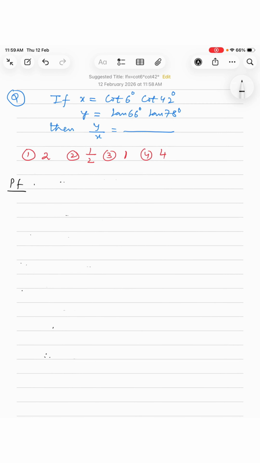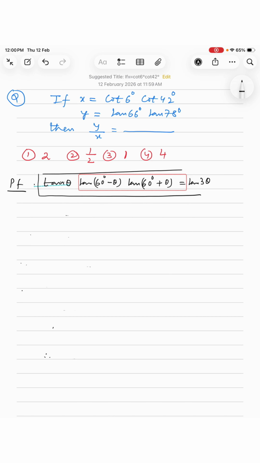Now what we do is, before we start doing this problem, let us write one very important formula of the multiple-submultiple chapter. The formula is: tan theta into tan (60 degrees minus theta) into tan (60 degrees plus theta) is always equal to tan 3 theta. Very important formula.